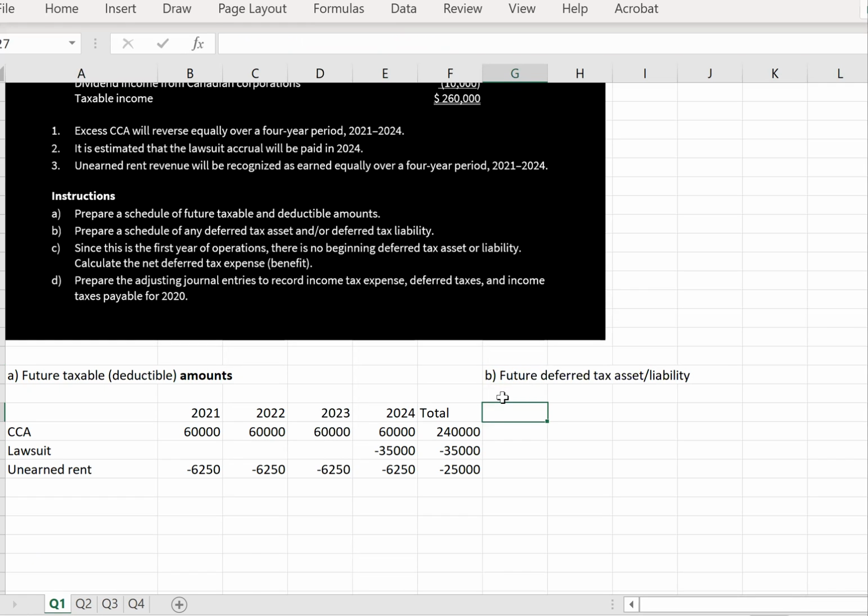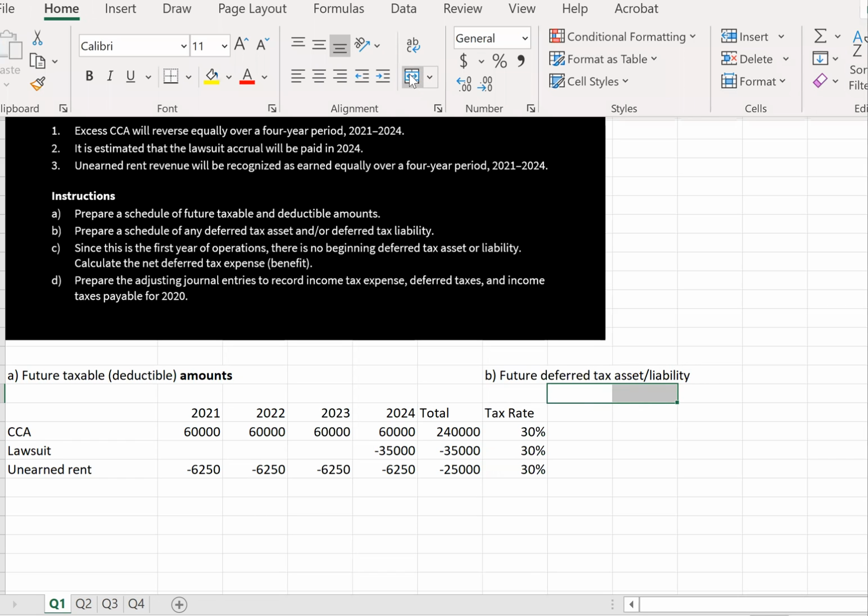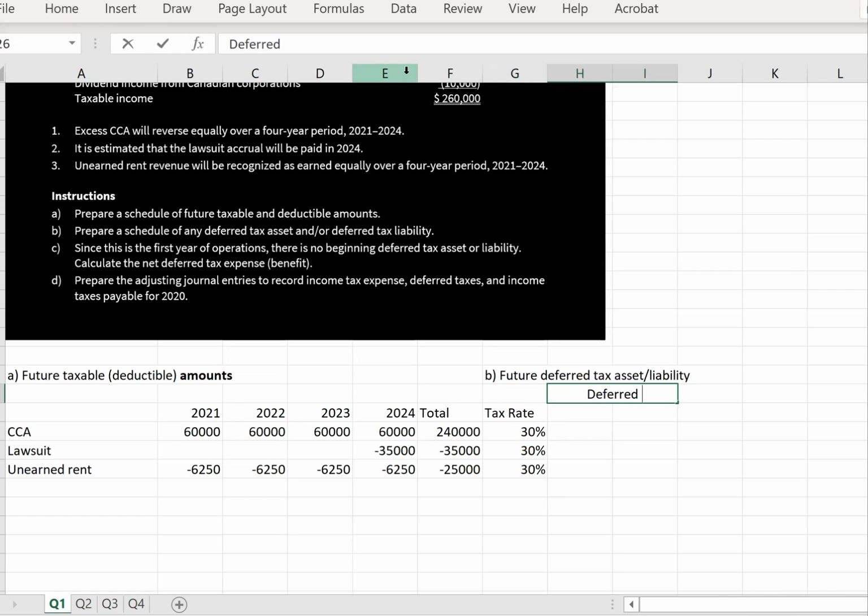Okay, so here what I'm going to do is put the tax rate here. And my tax rate in this question is the same each year, which is really handy. So we've got 30%. And now I'm going to have my deferred tax here. So here I'm going to have a deferred tax asset, and here I'm going to have a liability. So I'm going to put it into the right column depending on if it's an asset or a liability.